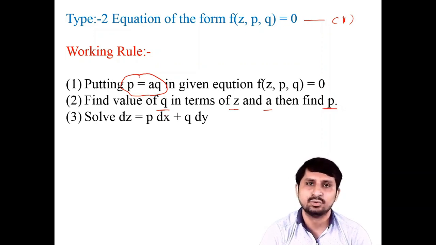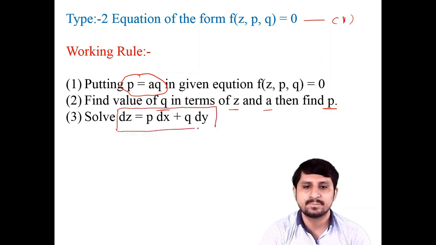So whatever value we get in the form of z and a, you have to put in p is equal to aq, so you will get the value of p. And after that our last step is nothing but to solve this equation: dz is equal to p dx plus q dy. Okay, that you have to solve. So let's see how we can solve this type of example.